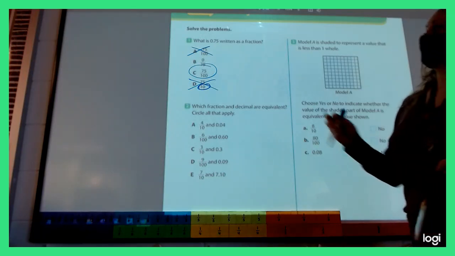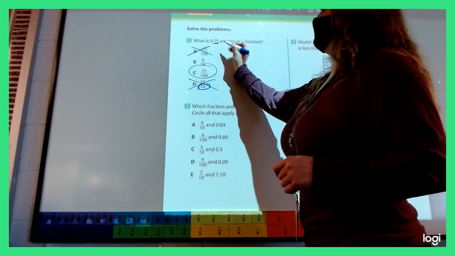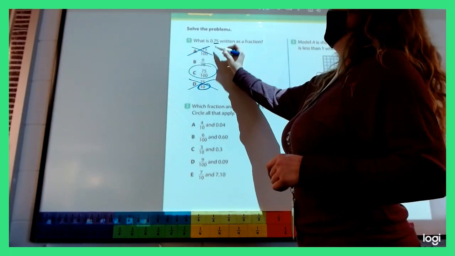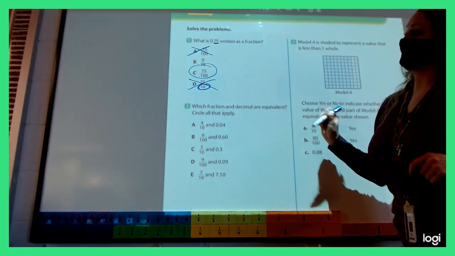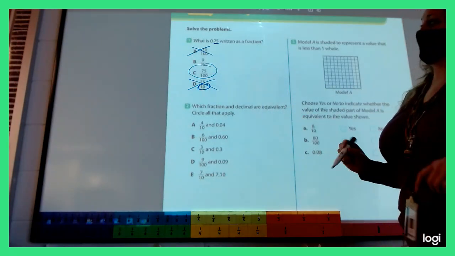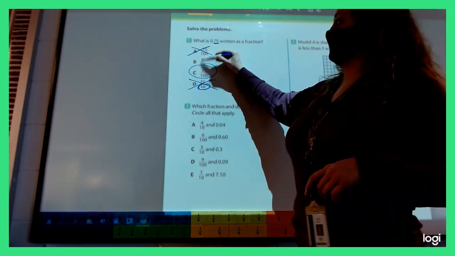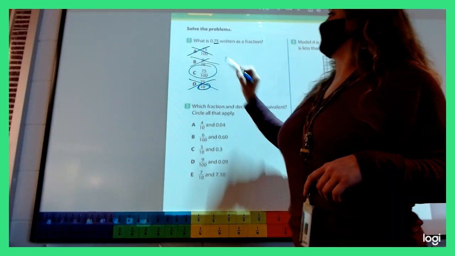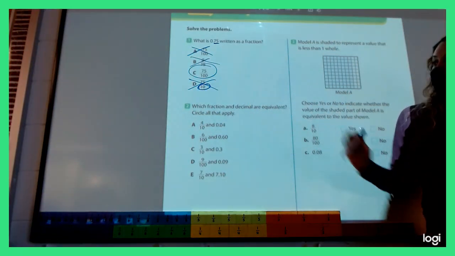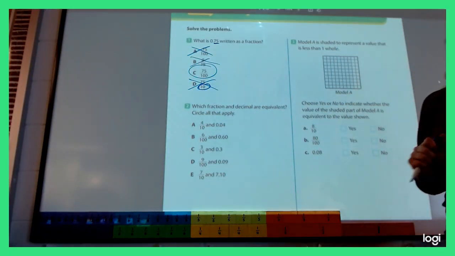Very good. Okay, we knew that we were to the hundredth place. So we needed to have 100 as our denominator. Okay, it can't be B because that's saying we have nothing, right? And we do have something. All right, number 2. Which fraction and decimal are equivalent?